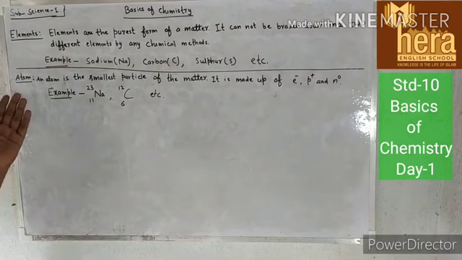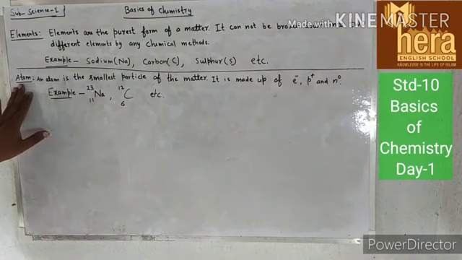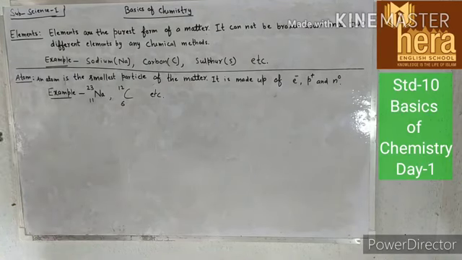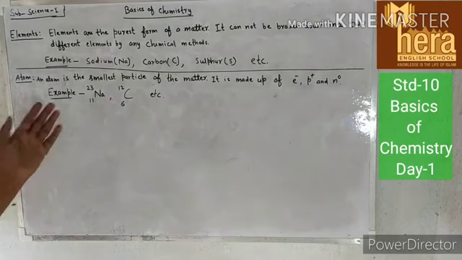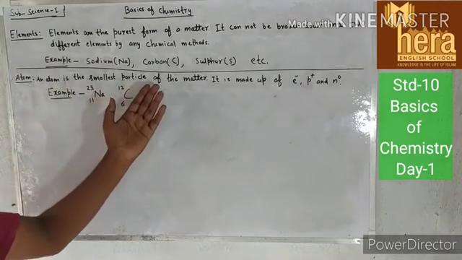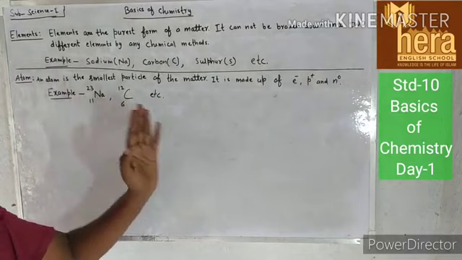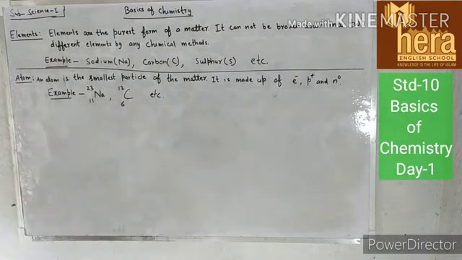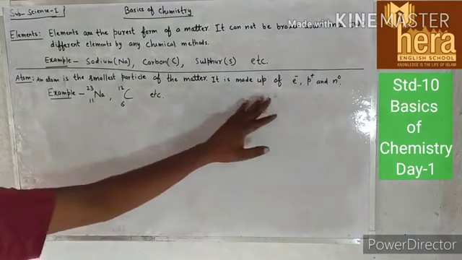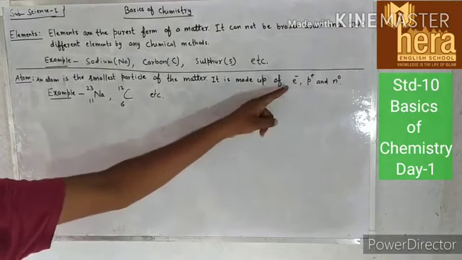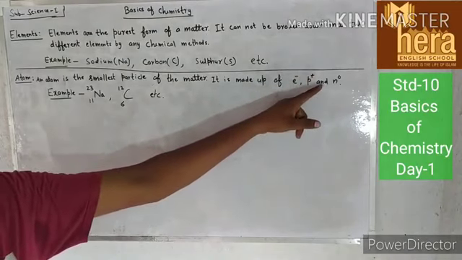Your next topic is atom. An atom is the smallest particle of the matter. It is made up of electrons, protons and neutrons.